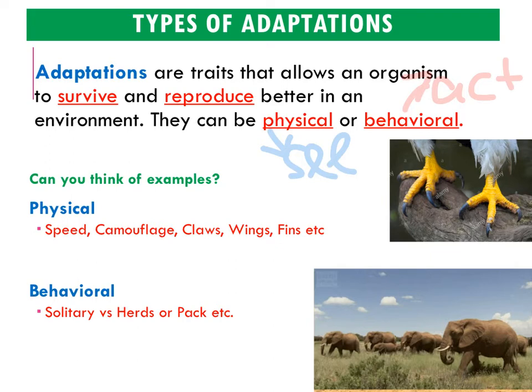Behavioral would be like elephants. Are they hunting in a pack? Are they hunting in solidarity? If you don't know this word, I would go ahead and write it down. This word means alone. Now, some species, it's going to be beneficial for them to hunt in a herd or a pack of animals because they're going to have a more likely time of catching whatever prey they're trying to eat. So these are just adaptations for various organisms.